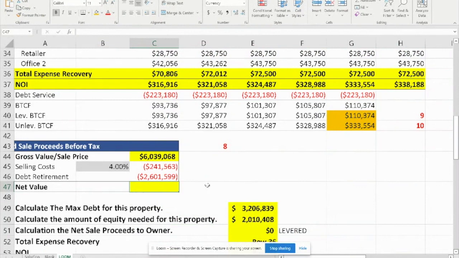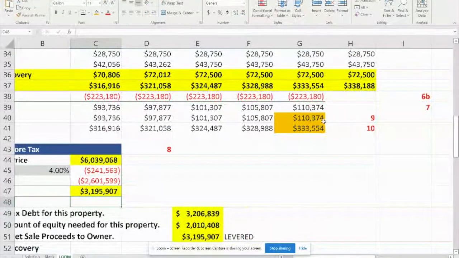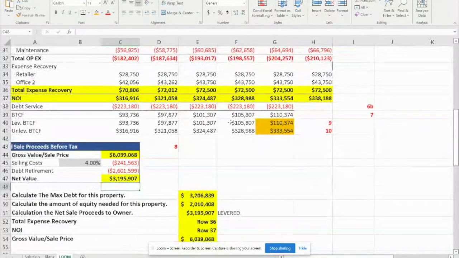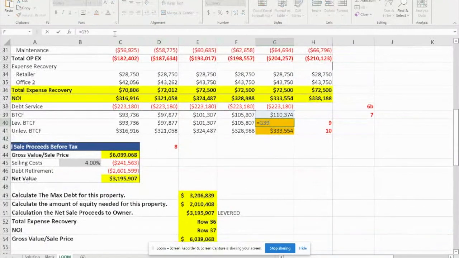To calculate the net value, you're going to simply sum the price and all of the expenses, including the debt retirement, to get what you're going to walk away with. You're going to walk away with $3.1 million. With that information, you can now go over to step number 9 to calculate the levered before tax cash flow by adding the net value to the before tax cash flow for year 5. You should have $3.3 million for year 5.